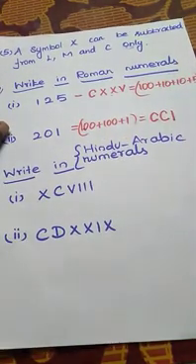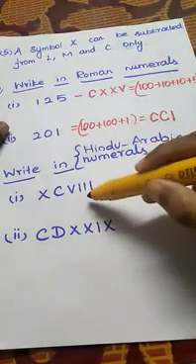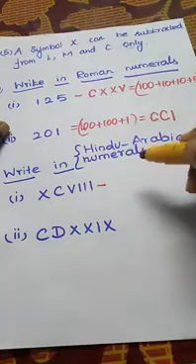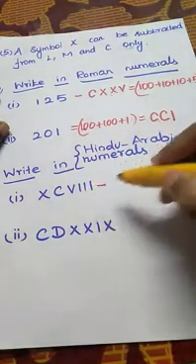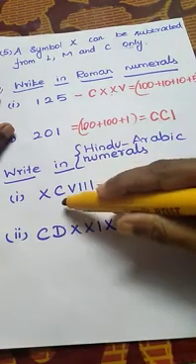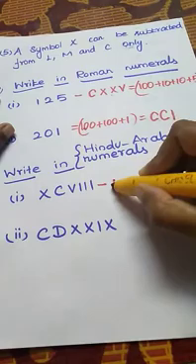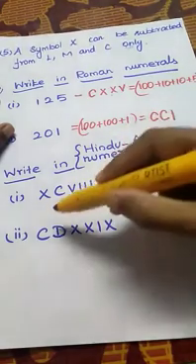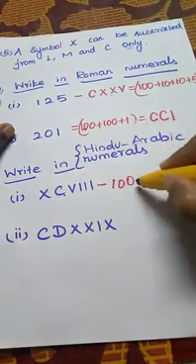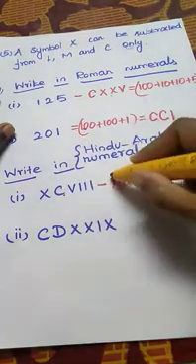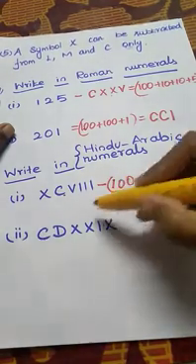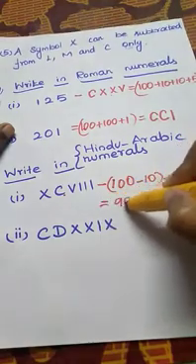Next one, write in Hindu-Arabic numerals. Here Roman numerals are given, and we have to change them into Hindu-Arabic numerals. How can we write XC8? What is the value of X? 10. What is the value of C? The greater value here is C, which is 100. On the right side we have the greater value, and on the left side only the smaller value. So we subtract the value, 100 minus 10, which is 90. Next we add 8. 90 plus 8, 98. So the answer is 98.